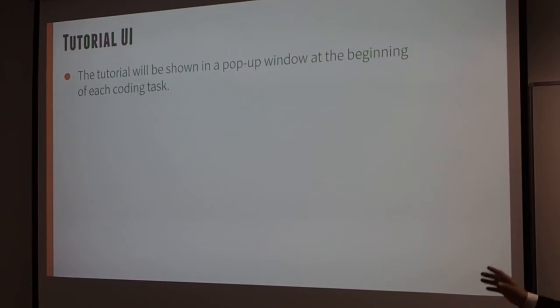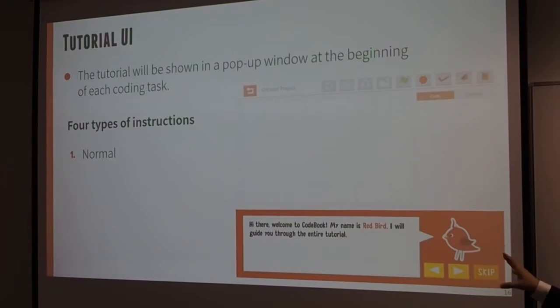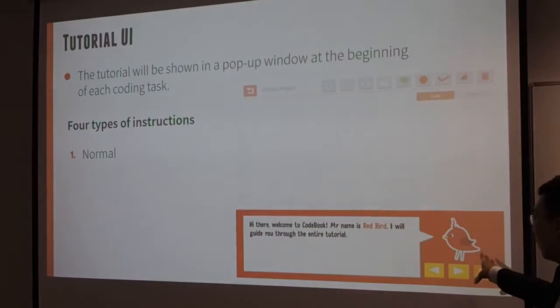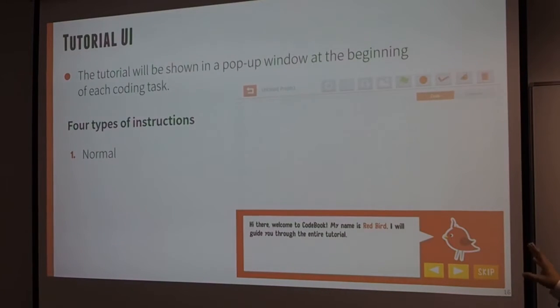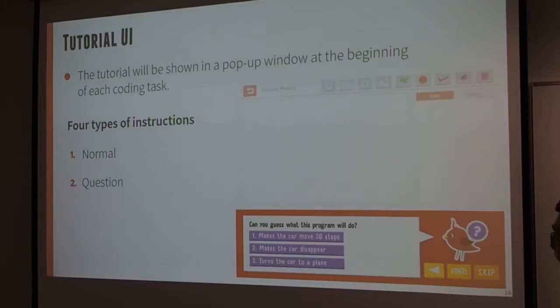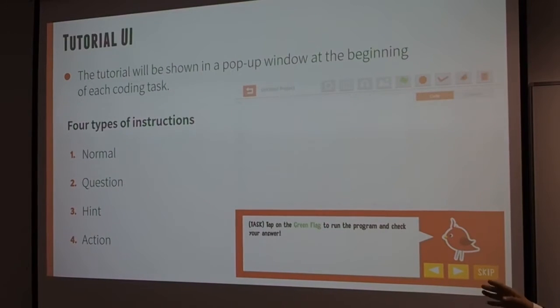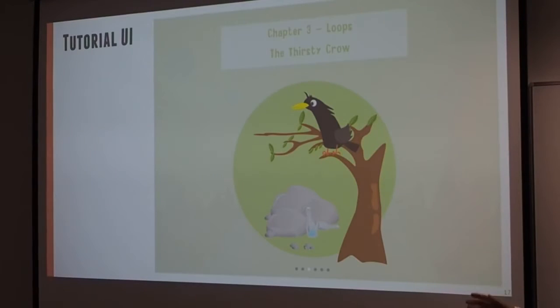Okay, now I will talk about the tutorial UI. The tutorial UI will show in a pop-up window like this at the beginning of each coding task. There are 4 types of instruction. You can see that the normal instruction talks about the introduction or gives some instruction on the usage of the concept or the UI. Then second is the question type. It tests how well they understand the concept or the usage. The hints type allows them to get some hints if they really don't know the answer. And last, the action type gives a practice based on what they learned in the past. That is the tutorial UI.